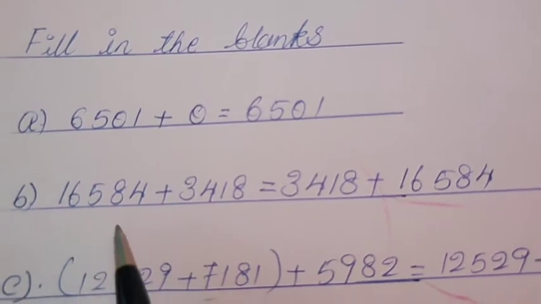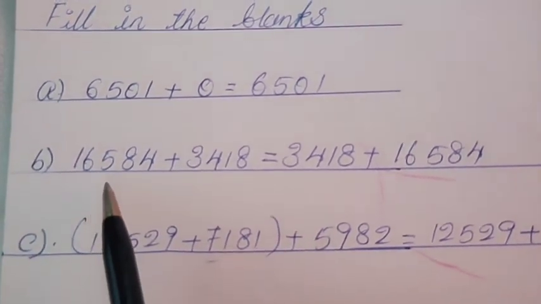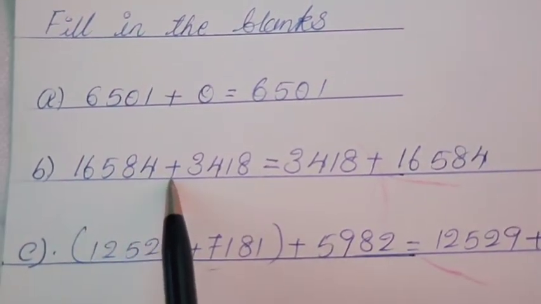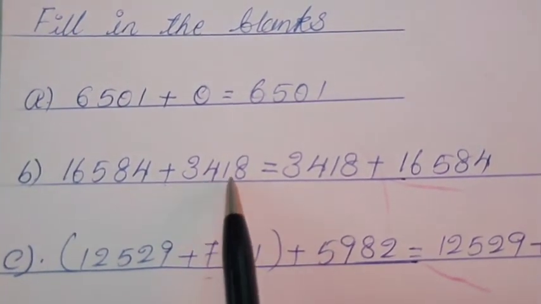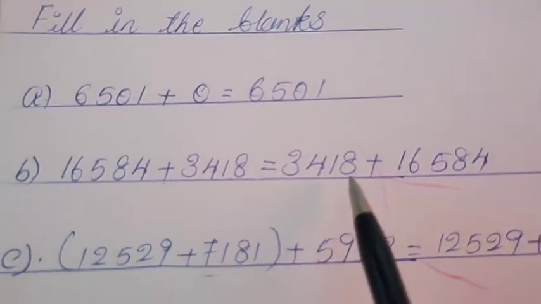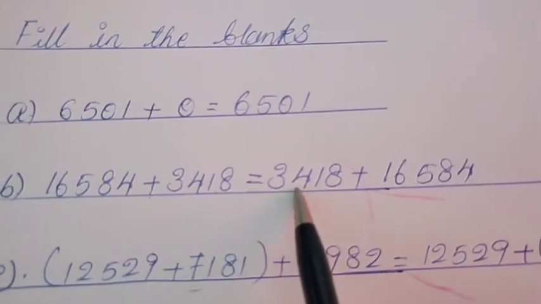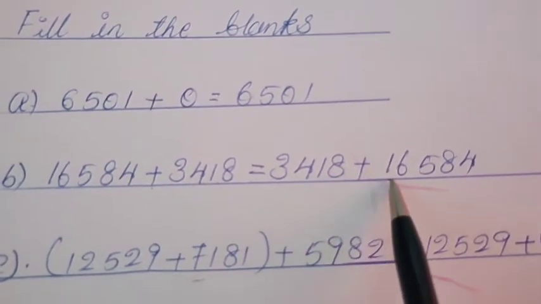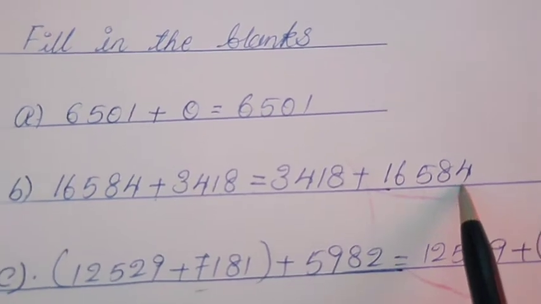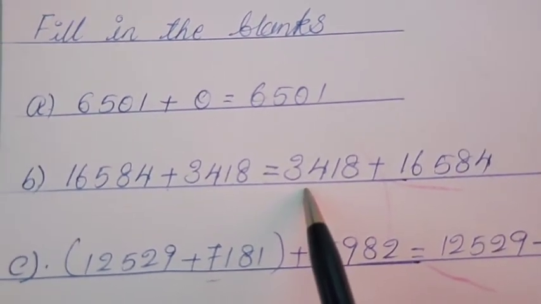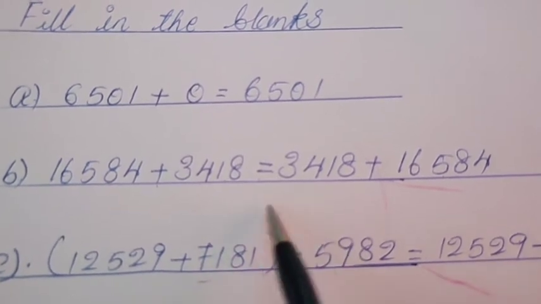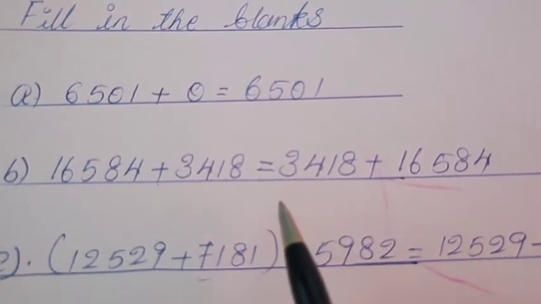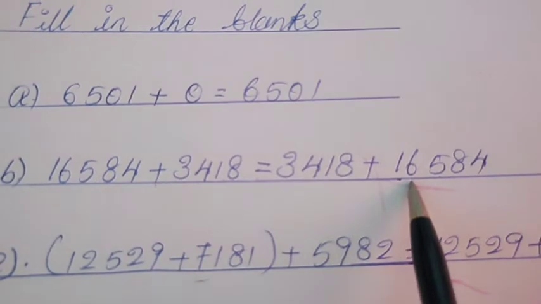Next one. 16,584 plus 3,418 is equal to 3,418 plus 16,584. Which property is this? This is property number 1. We can add 2 numbers in any order. If we change the order of the addends, the sum does not change.